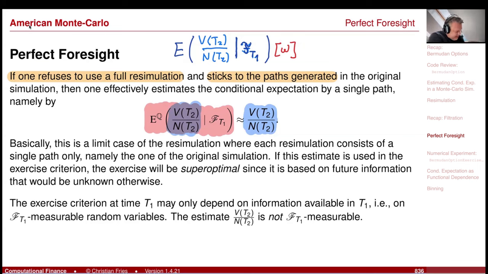And the approximation that I make now is that I use as an approximation the value of the guy of which I calculate the conditional expectation. So here, V t2 divided by N of t2, I use just the value of that guy without averaging over all these sample paths for which the conditional expectation has to be constant. And I just use it on the single sample path I have. So you could also now just plug in this omega.